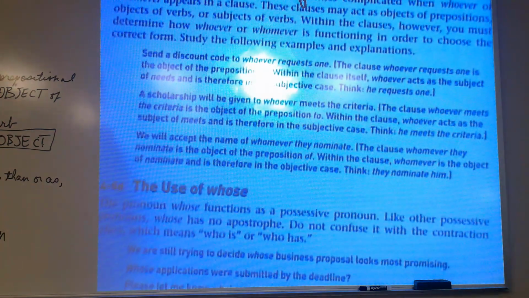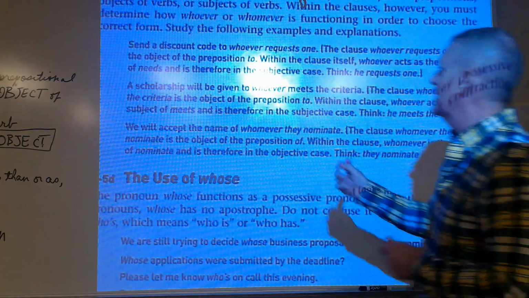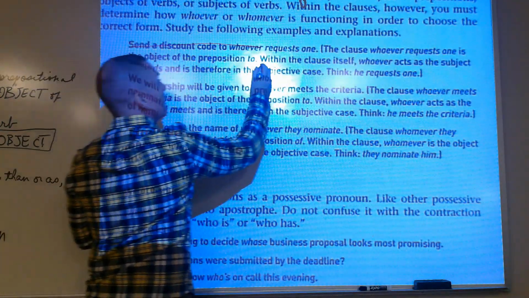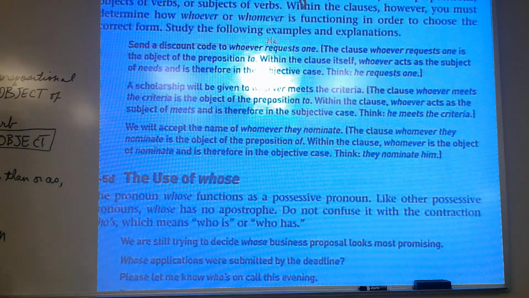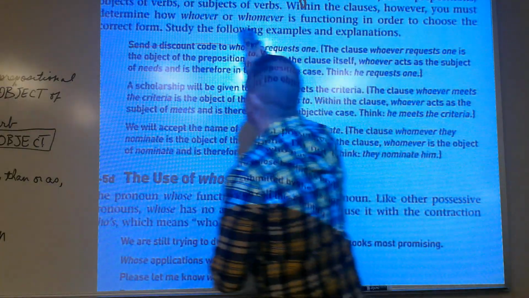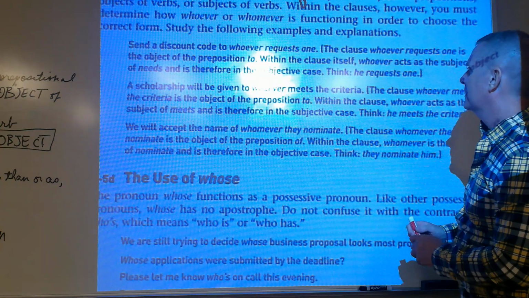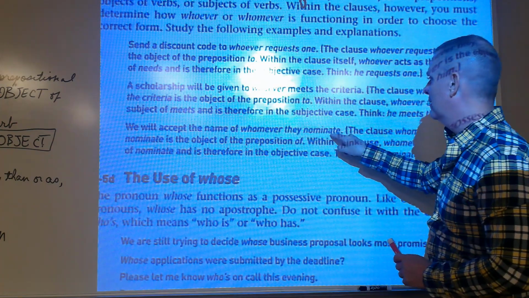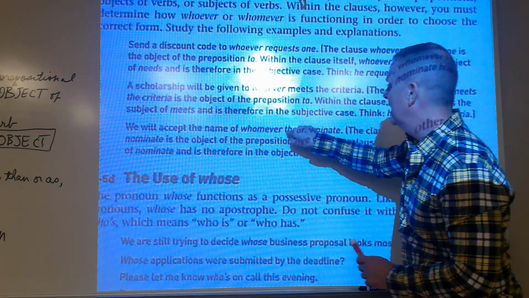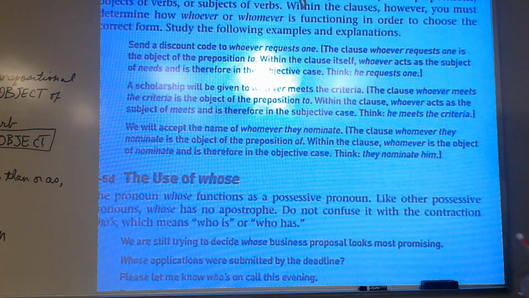Same thing applies to whoever and whomever. Whoever is equal to he. Whomever is equal to him. Cross out everything up to and including the who and whom. He requests one. He is equal to who. Therefore, send a discount code to whoever requests one. He meets the criteria. Whoever. They nominate him. Him is equal to whom, so whomever they nominate.